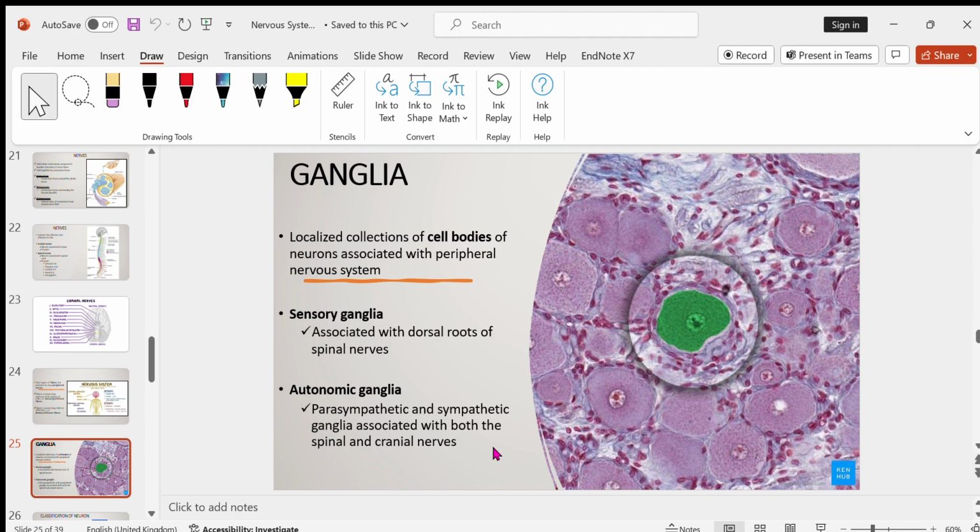The next component of the peripheral nervous system after the nerves is the ganglia. What are ganglia? Ganglia are collections of localized cell bodies surrounded by connective tissue. Ganglia are of two types: sensory and autonomic. The sensory are associated with the dorsal root of the spinal nerve, and autonomic are divided into parasympathetic and sympathetic ganglia.